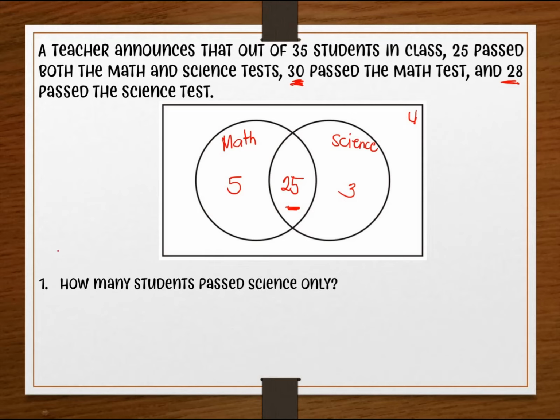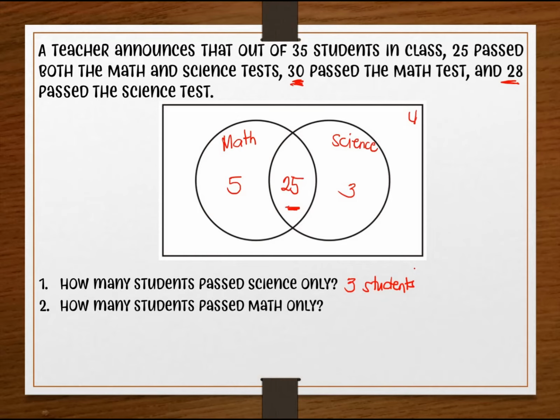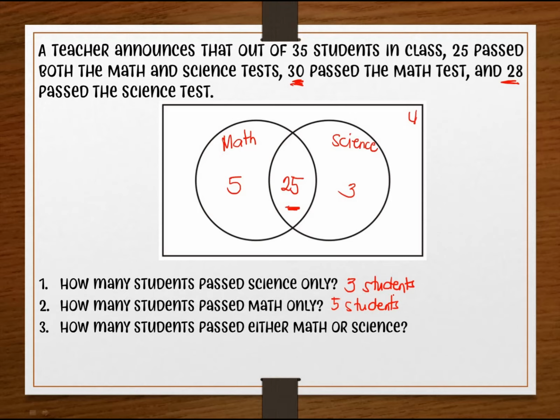From the given figure, how many students pass science only? There are 3 students who pass the science test only. How many students pass math only? Therefore, there are 5 students who pass the mathematics test only. How many students pass either math or science?